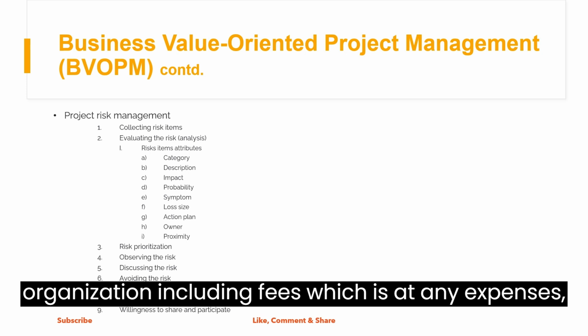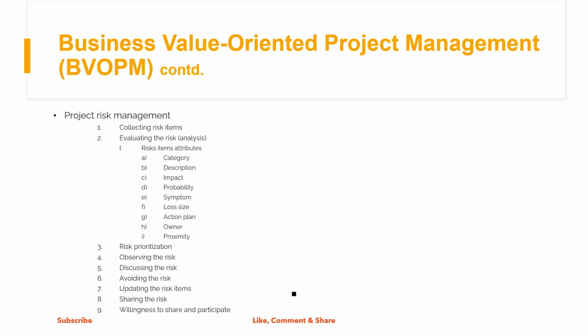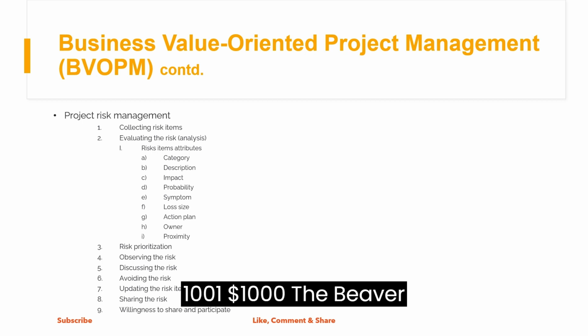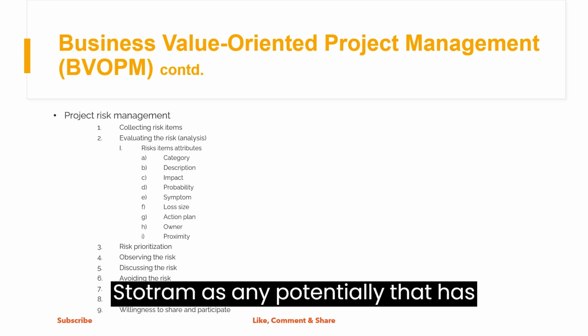If the loss size unit represents days, and if the entire risk described in the collection occurs, the entire project will be delayed by 1000 days. If one business day costs $1,000 for the organization, including fees, wages, and any expenses, the total loss for the organization will be around $1,000,000.